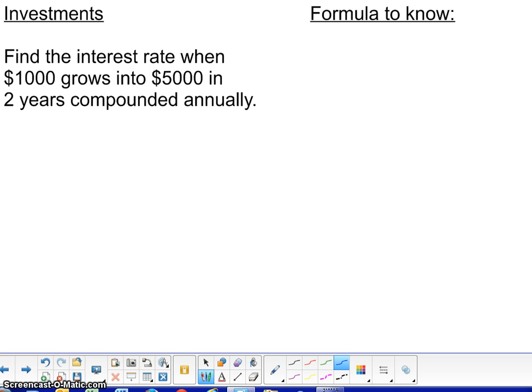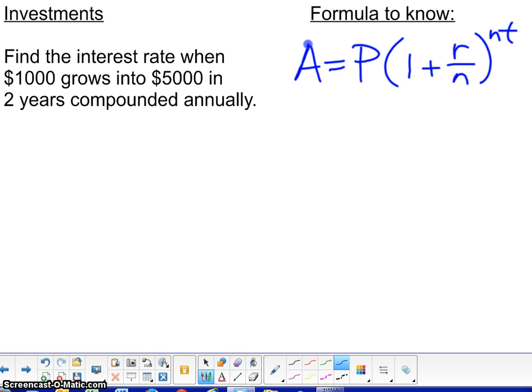Finding the interest rate when $1,000 grows into $5,000 in 2 years compounded annually. So there's a few things that we got to know first. The formula itself is A equals P times (1 plus R over N) to the NT. Now, I want to go over what these all mean. A is going to be the end amount. In this case, it's going to be the end money amount.